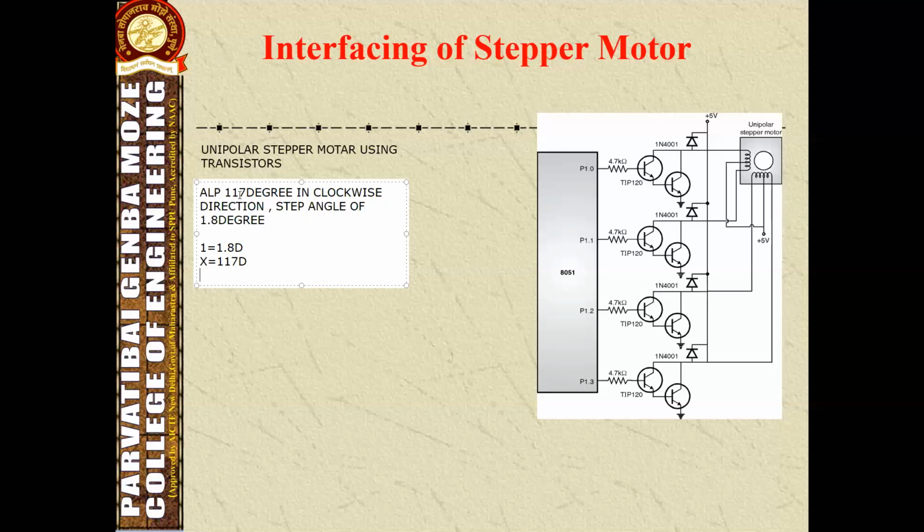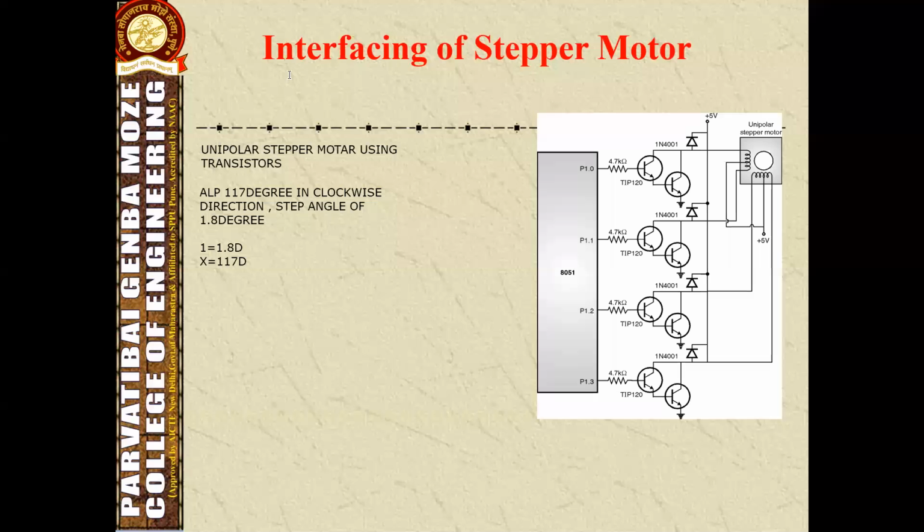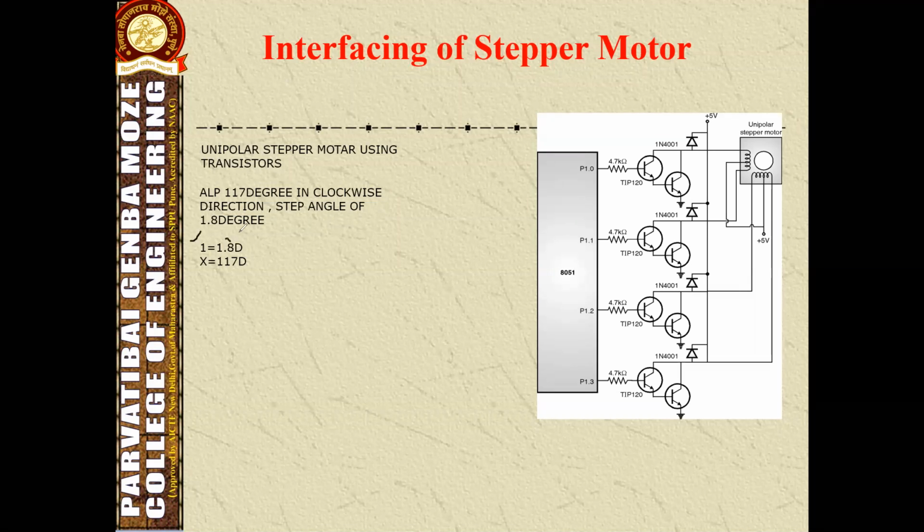Here they have given the step angle for each step. If we provide each step, it will rotate 1.8 degrees. So we have to calculate how many steps are required. For one step, this amount of angle is given, and they have given 117 degrees of rotation. This motor should rotate in a clockwise direction. So we have to identify how many steps we have to provide to the port 1 pins.